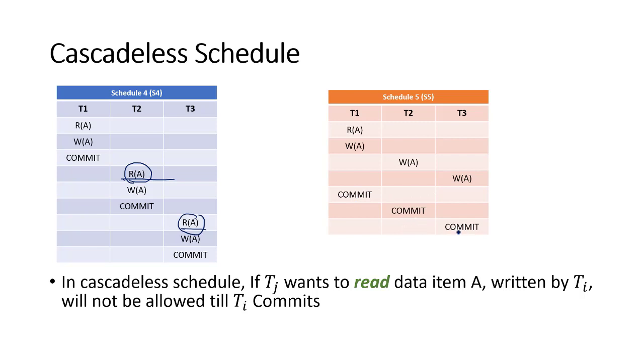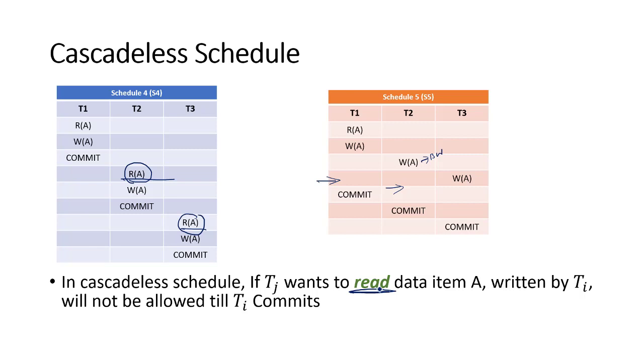What will happen here? If T1 fails at this position, as T2 is not dependent on T1 because it is simply writing it, means it is performing a blind write. As it is performing a blind write, it is not dependent on T1. So I can simply roll back T1 without affecting T2 as well as T3. Similarly, if T2 fails at this position, we can simply roll back T2 without affecting T3 or T1. So there is no cascade. So here we need to concentrate on the term read.